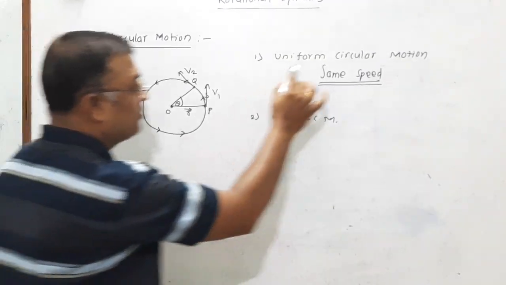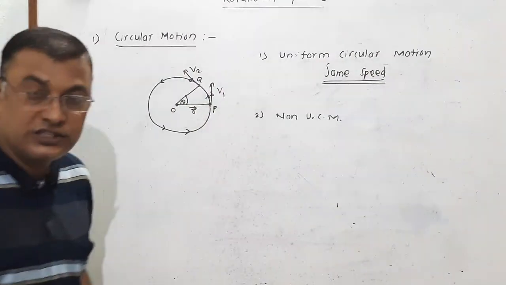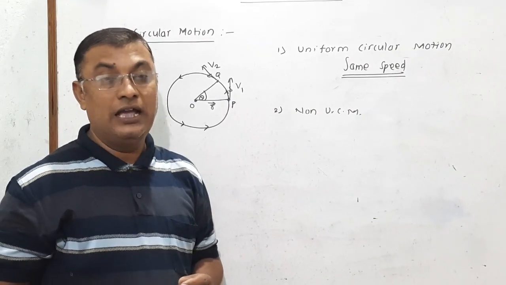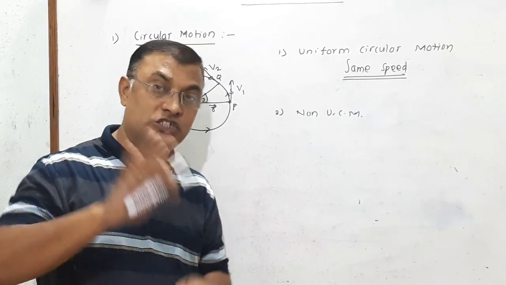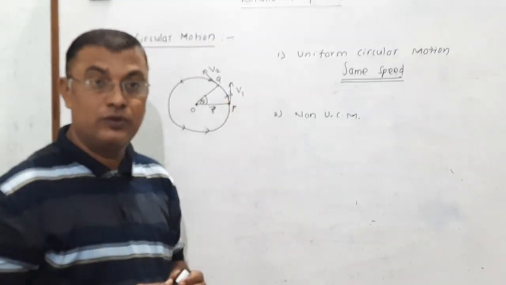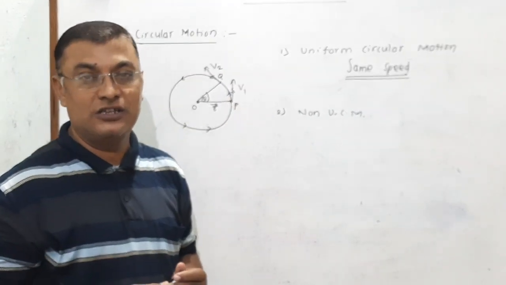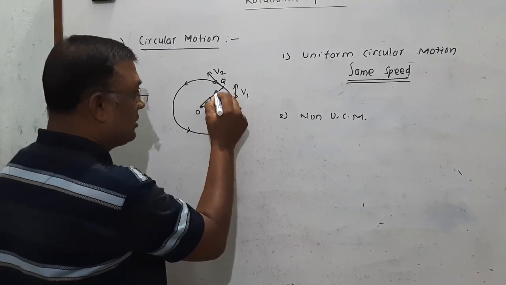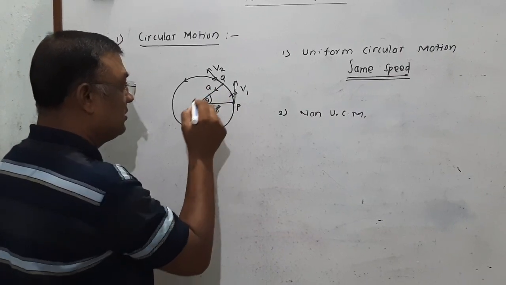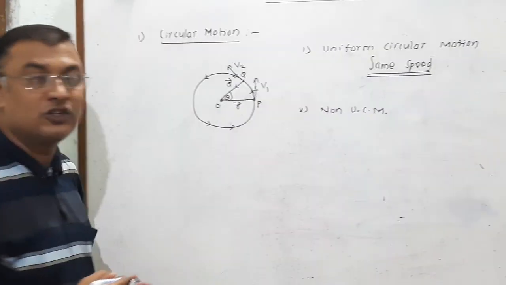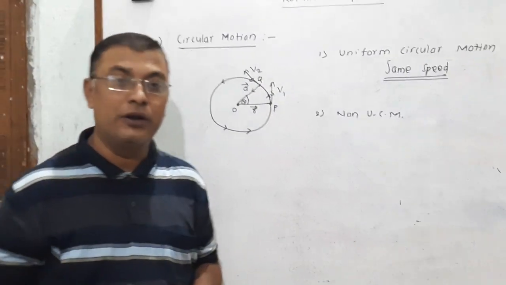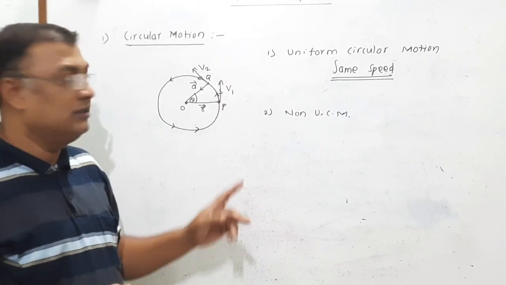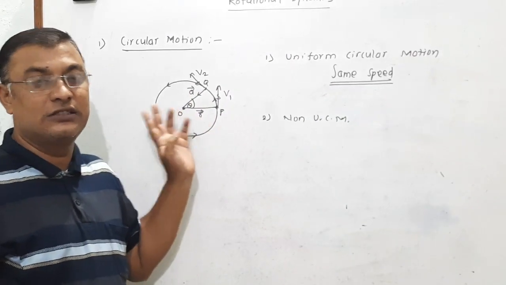That means in uniform circular motion the velocity changes, whereas the speed stays the same. As the speed is the same but the velocity is changing, it possesses some acceleration. The direction of acceleration in uniform circular motion is towards the center, and this acceleration is known as the centripetal acceleration. So in uniform circular motion, centripetal acceleration is there.